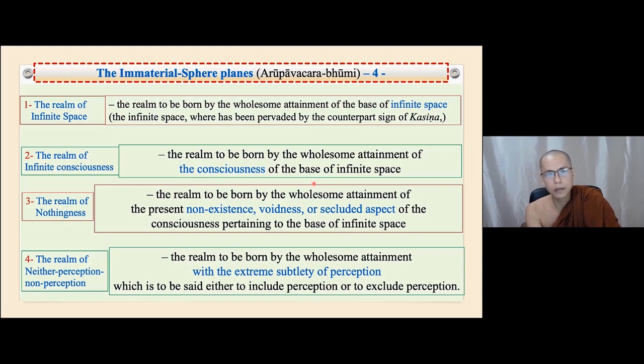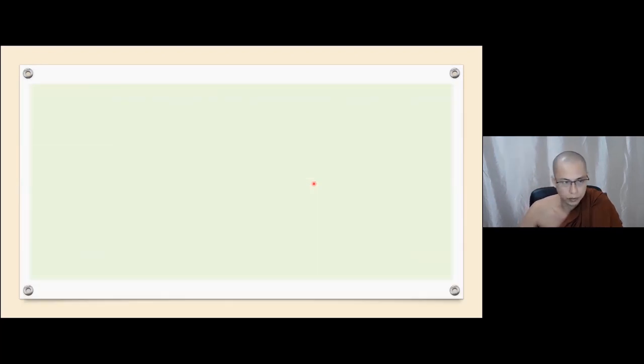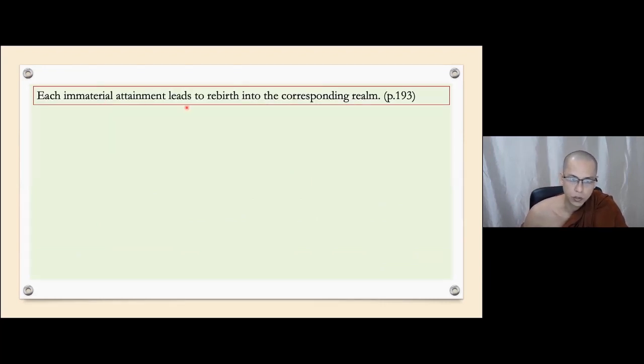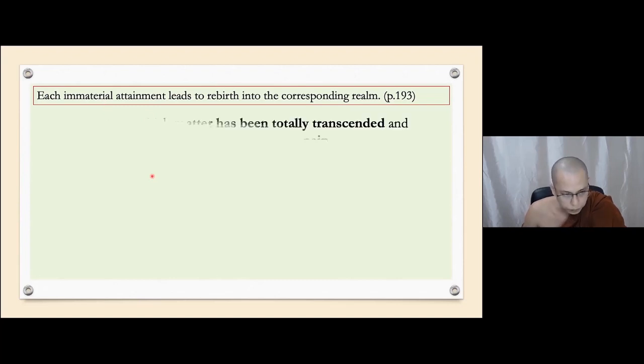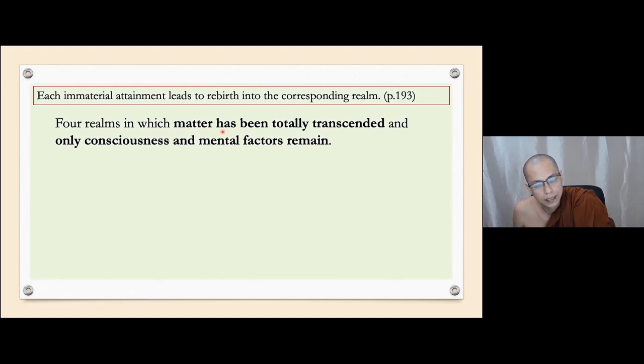Regarding the immaterial plane of existence, we need to know some more information. Here, each immaterial attainment leads to rebirth into the corresponding realm. That is why the names of the immaterial realms are the same as the immaterial attainments. In the four immaterial realms of existence, all the materiality has been totally transcended. So only consciousness and mental factors, which are called the groups of mentality, remain in those realms. All you can find in the immaterial plane of existence is only mentality. So you cannot see anything in the immaterial plane of existence. You can only take the object of mentality by your mind.